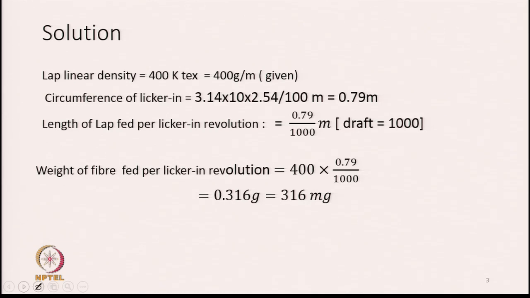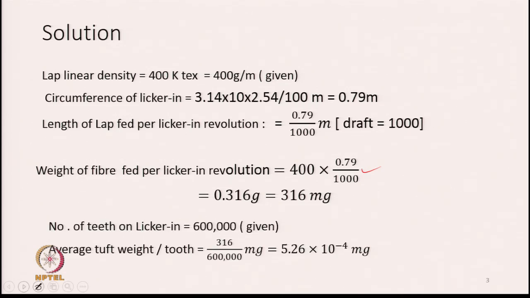What is the weight of fiber fed per Licker-in revolution? If we know the length of lap and we know the linear density of lap, that is gram per meter in its weight, if we multiply these two, then we get the weight in gram. So, that much fiber is fed to the Licker-in per revolution of the Licker-in. So, we convert it into milligram. Next, how many teeth are there on Licker-in? There are 600,000 teeth, which is also given.